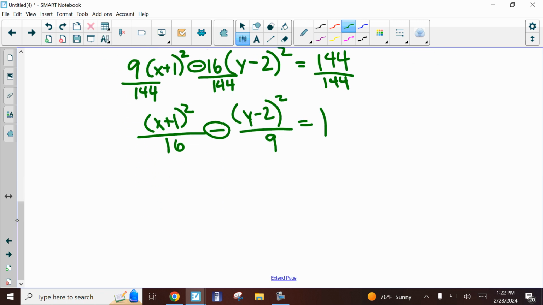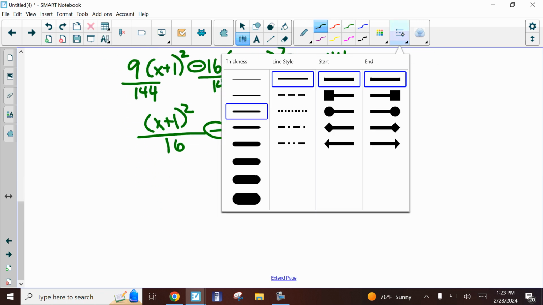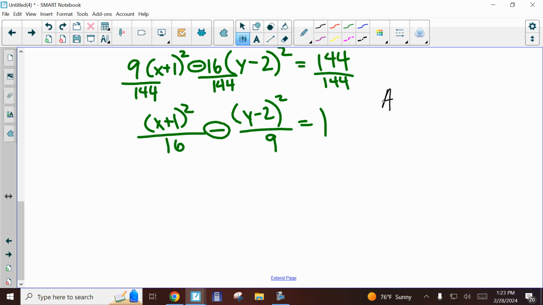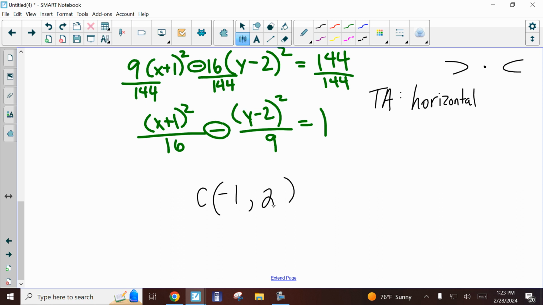So now that I have that, now I can answer the questions. Which direction is the transverse axis? So this is going to be horizontal. Horizontal means the shape's going to look like this. So if I have a center, is this that tricky center again? Not this time. This one is -1, 2. And then I square root the first one, and because it's underneath the x, I have to go in the x direction. So since I'm going horizontal, I'm going to put the vertex on the left and the vertex on the right.